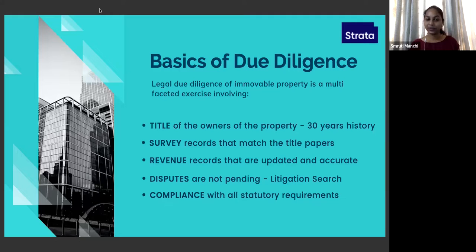But RERA again governs only commercial and residential. So when it comes to industrial, you will have to again go in depth into what compliances, what separate documents have to be looked at, etc.